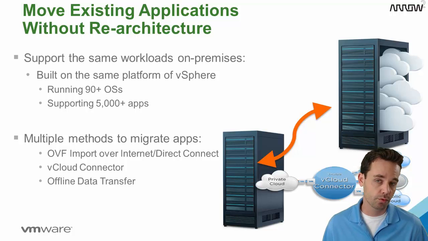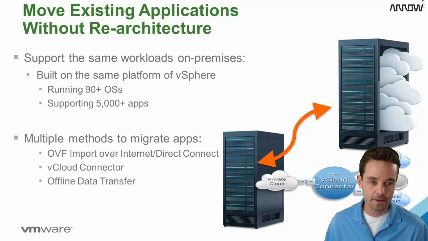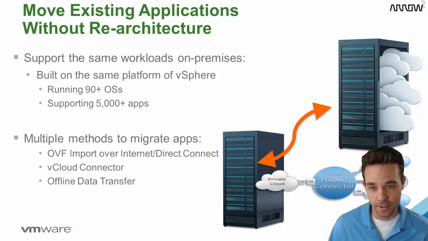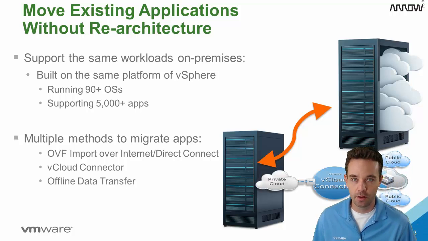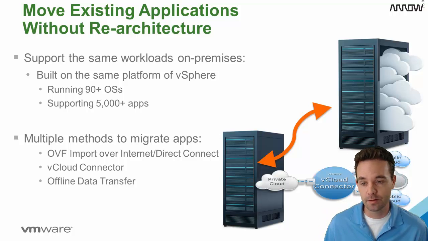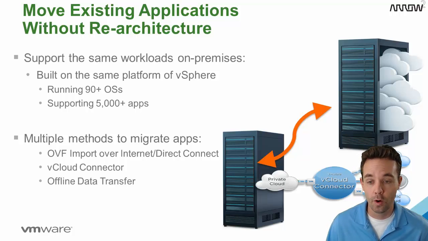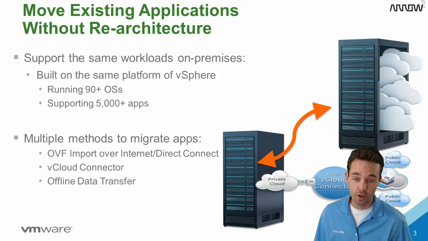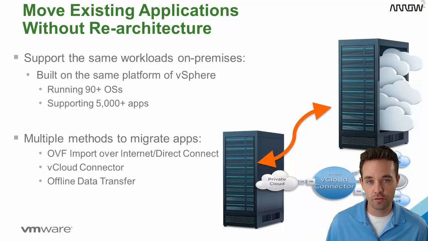So we don't have to go through that recertification process, calling those vendors, getting guarantees, getting in writing that those VMs will run well in the cloud, because we're running that same infrastructure in vCloud Air that we have in our on-premises location. So more than 90 operating systems, 5,000 applications, we know that that is tried and true as far as running those VMs. Now, moving those VMs into vCloud Air, there's a variety of ways.